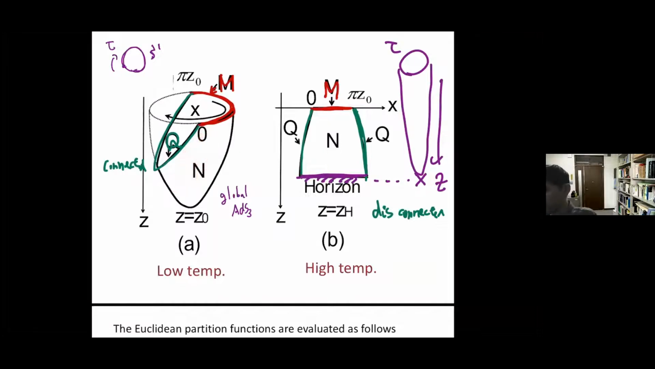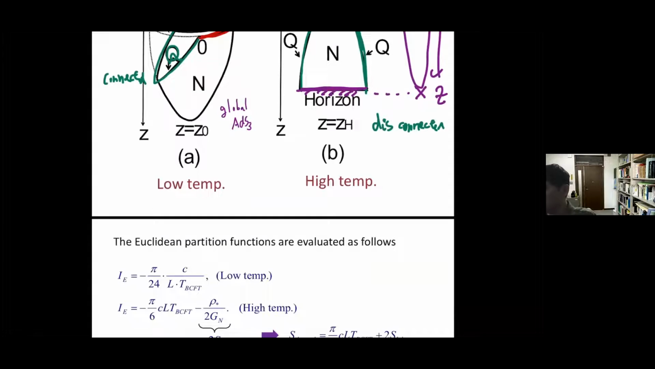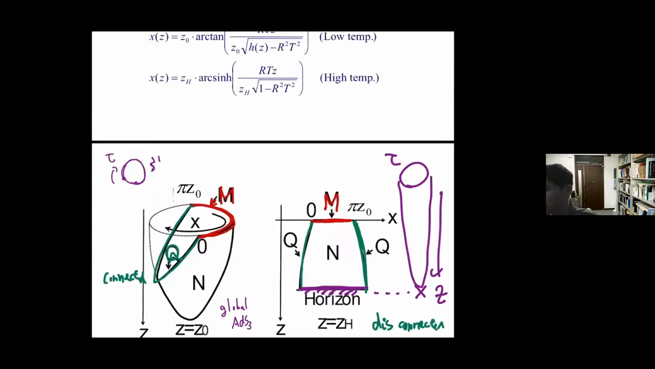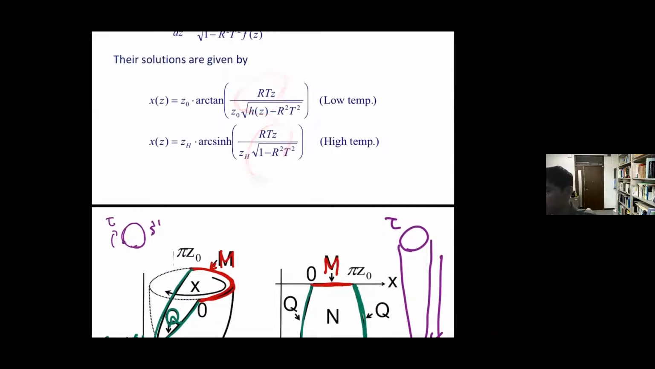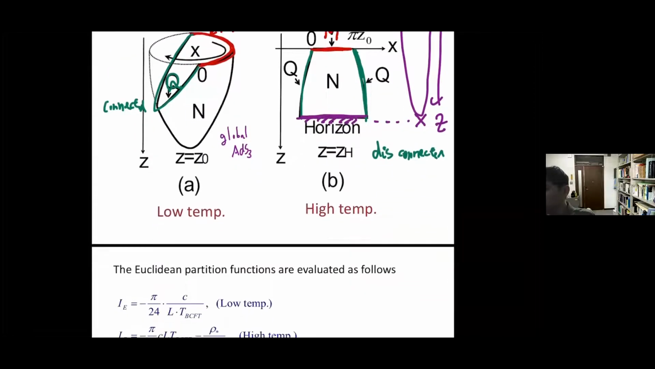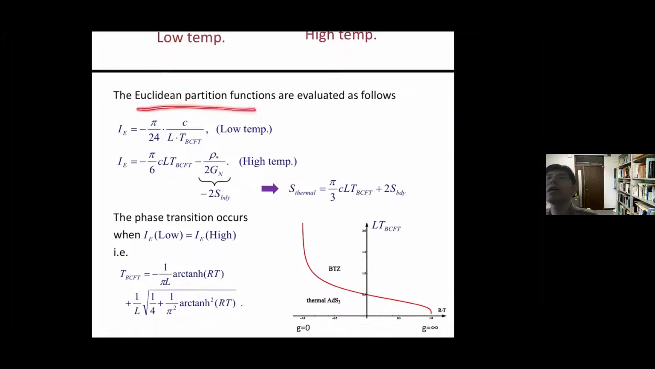Okay. Once we know the geometry, right? Of course, this curve is specified by the previous formulas. I'm not going into details, but you can confirm that. And once we know the geometry, we can evaluate the partition function. We can just evaluate the on-shell gravity action.